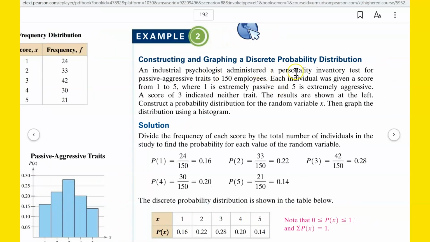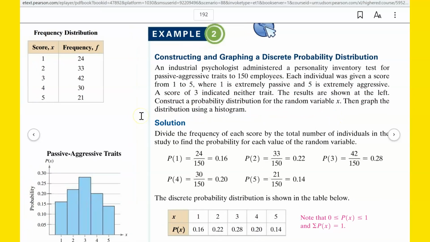An industrial psychologist administers a personality inventory test for passive-aggressive traits to 150 employees. Each individual was given a score from 1 to 5, where 1 is extremely passive and 5 is extremely aggressive. A score of 3 indicated neither trait. The results are shown at the left. Construct a probability distribution for the random variable x, then graph the distribution using a histogram.